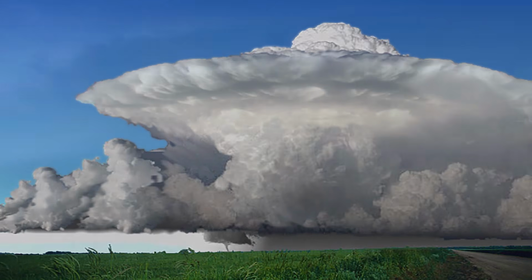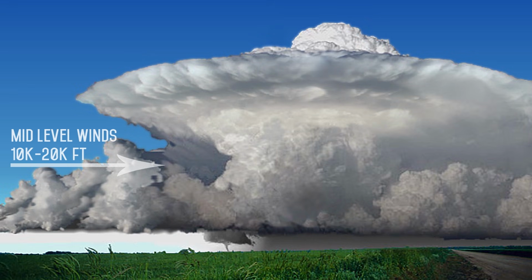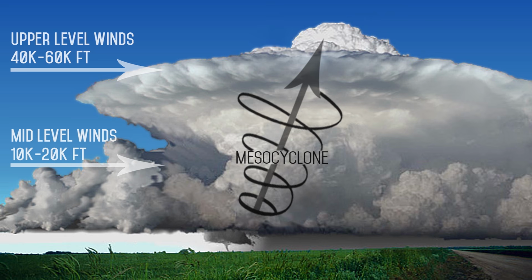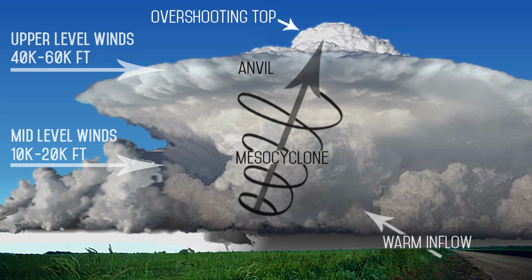This view of a supercell shows the approximate locations of the mid-level winds at 10 to 20,000 feet, and the upper-level winds at 40 to 60,000 feet. The strong mesocyclone produces an overshooting top above the anvil. Its presence indicates an extremely strong updraft. Warm inflow from the surrounding environment is being pulled into the storm.